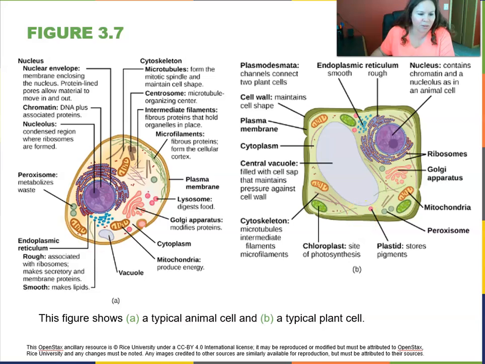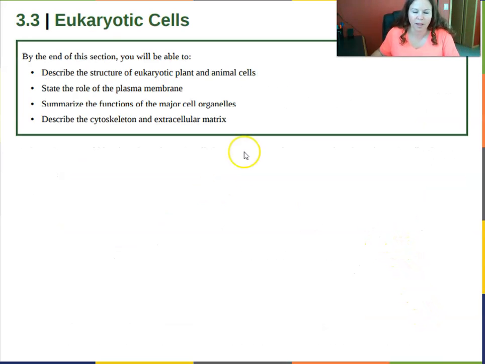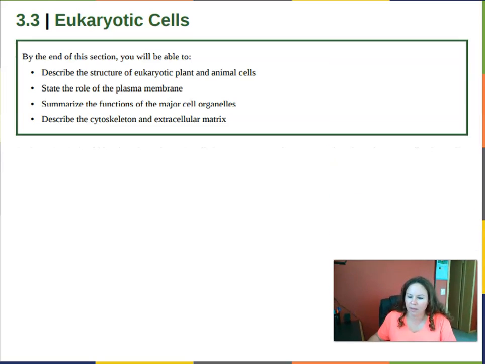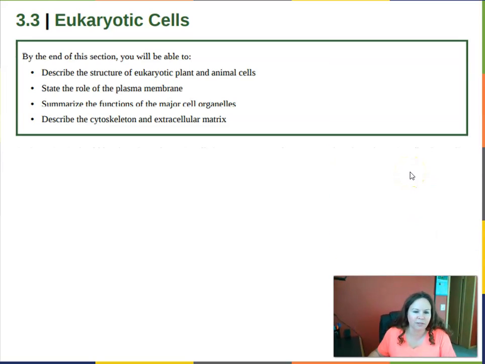Our next goal here is to take a look at eukaryotic cells and name, visualize, and figure out what these structures do in these eukaryotic cells. So come back to this picture and visualize these often. All right, so section 3, eukaryotic cells. Our goals are to describe the structure of eukaryotic plant and animal cells. Yes, I know there's also fungi and protists, but we'll concentrate on plant and animal cells this time around.